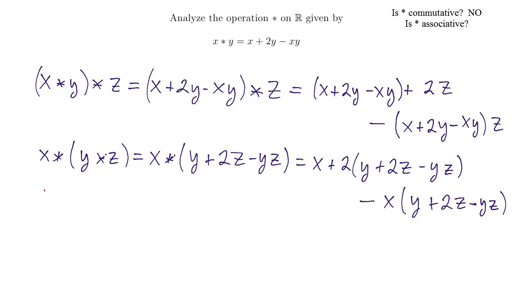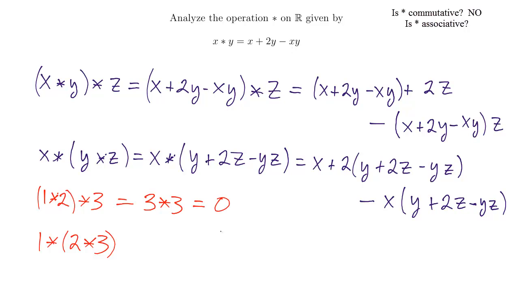Let's try 1 star 2, then starred with 3, and compare that to 1 star the result of 2 star 3. So let's see. 1 star 2, 1 plus 4 minus 2. I believe we already said that that is 3, so we're doing 3 star 3. And 3 star 3 would be 3 plus 6, that's 9, minus 9. So this will be 0.